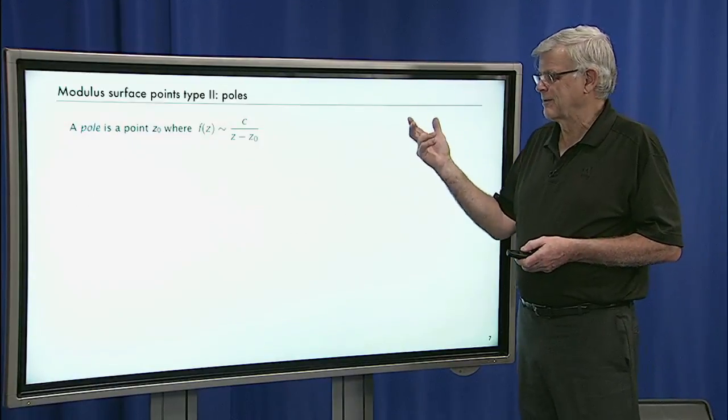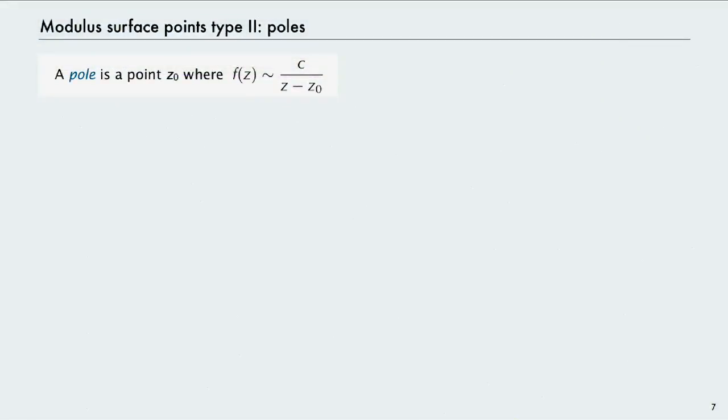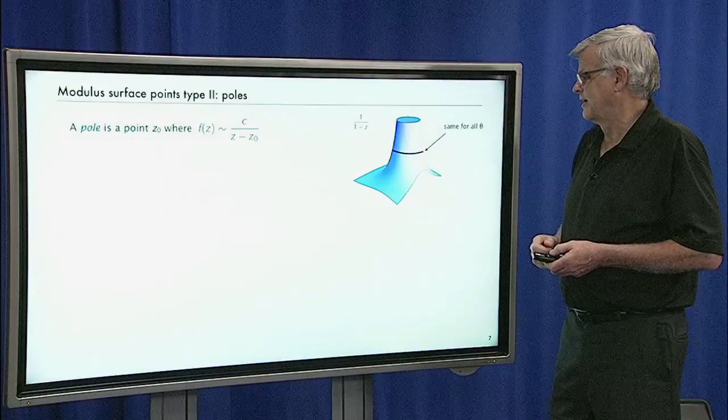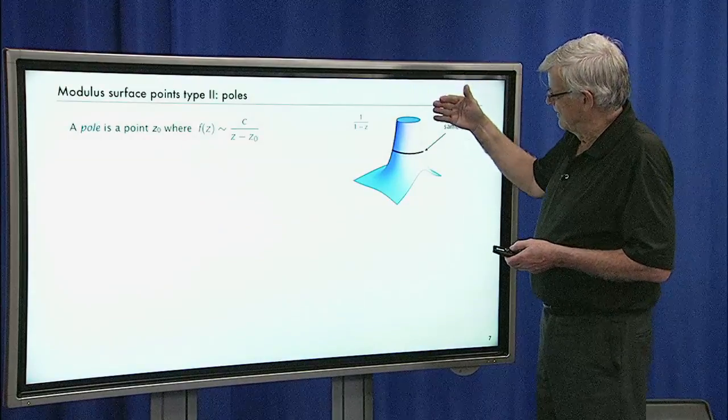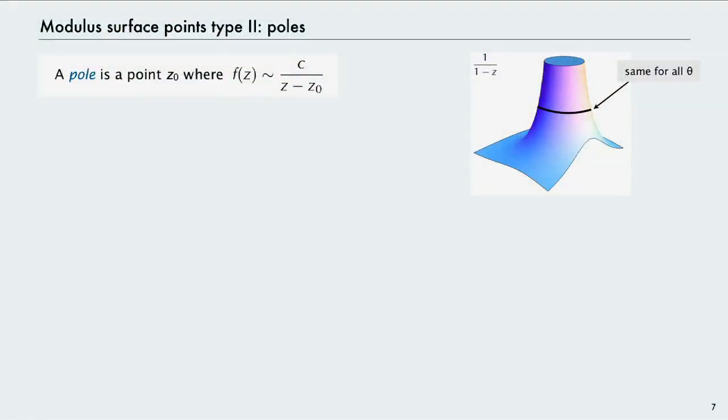Now there's poles. We've already talked about poles. A pole is a point where the function behaves like a constant over z minus z0. So as z gets close to z0, it blows up. That's a typical pole, 1 over 1 minus z. And around the pole 1, again, it's going to be the same for all theta. So it looks like this chimney. If you cut a cross-section of that, then you get a cross-section of what we saw with the hyperbola in 2D absolute value land.